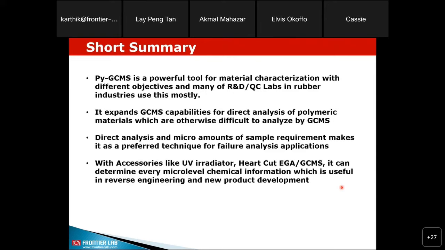Direct analysis is also the preferred approach for fast analysis, and it minimizes the analysis time as well as contamination during sample preparation. You can also do the analysis with micro amounts. And accessories like the UV radiator and hot cut EGA really help you to collect every single piece of information required for reverse engineering and failure analysis.